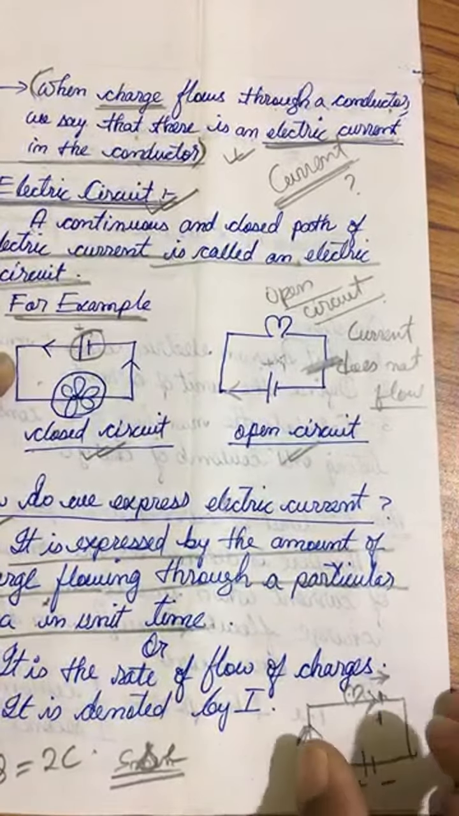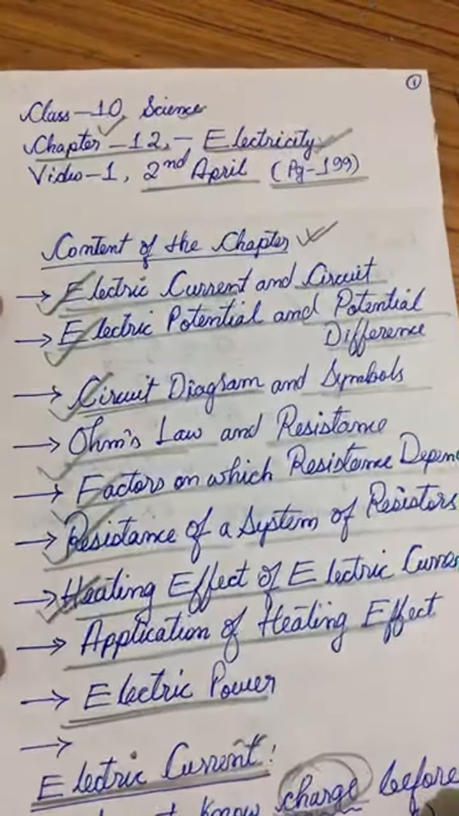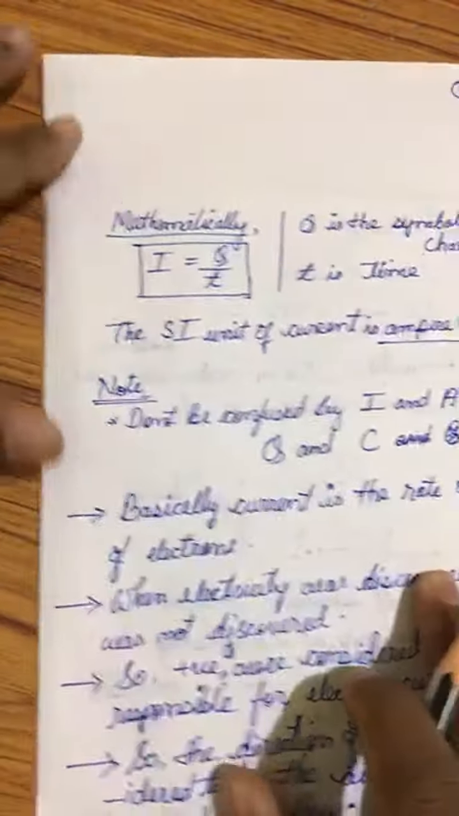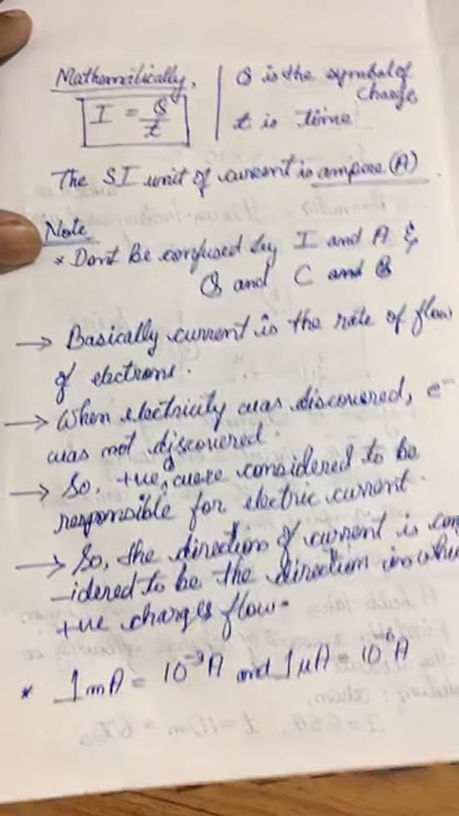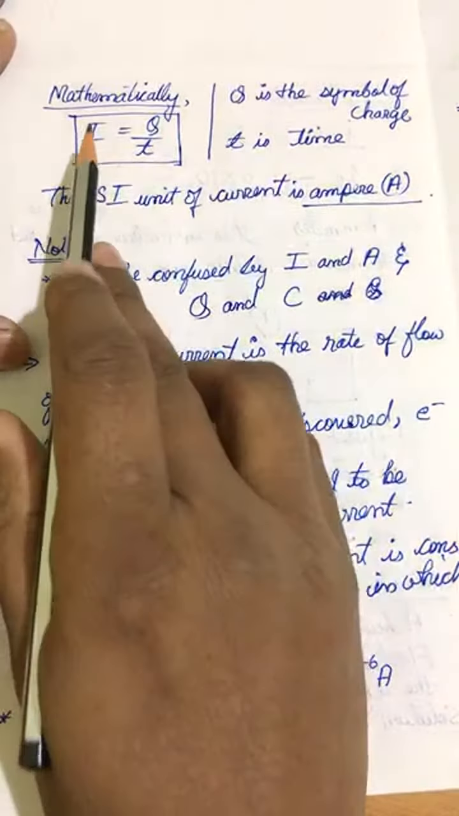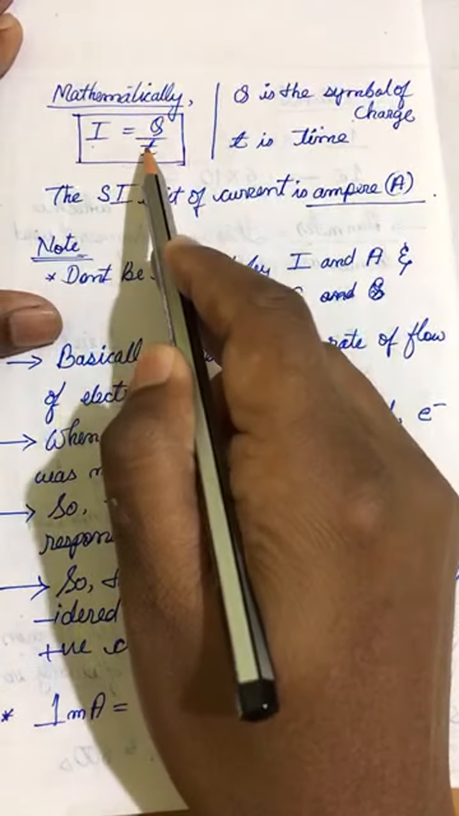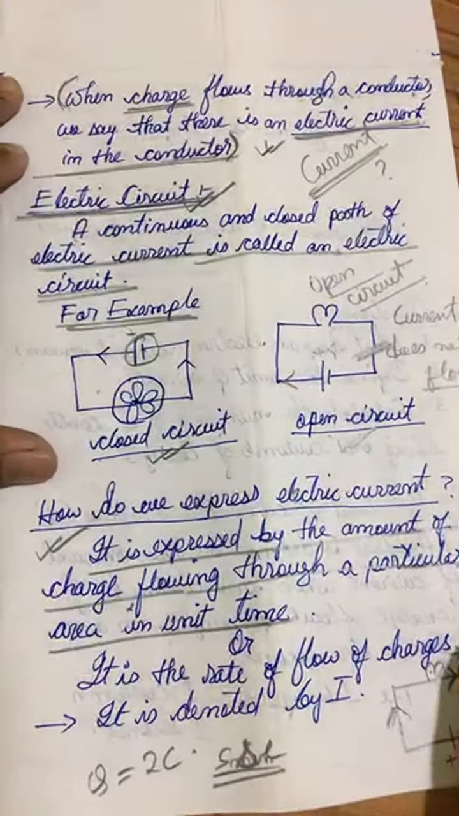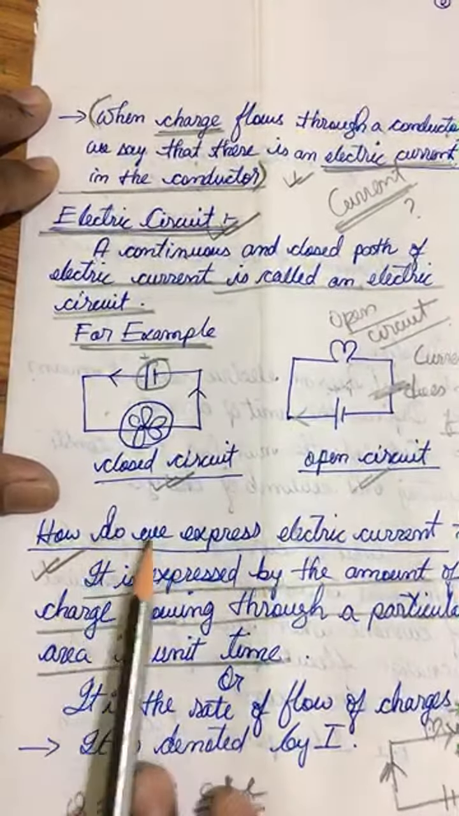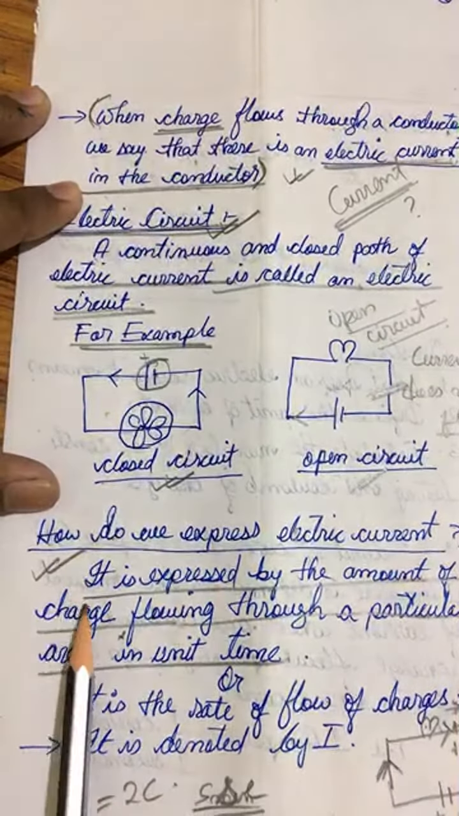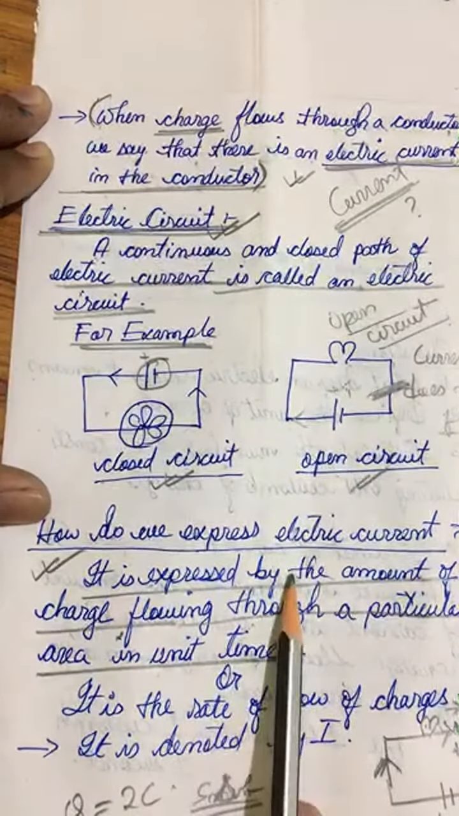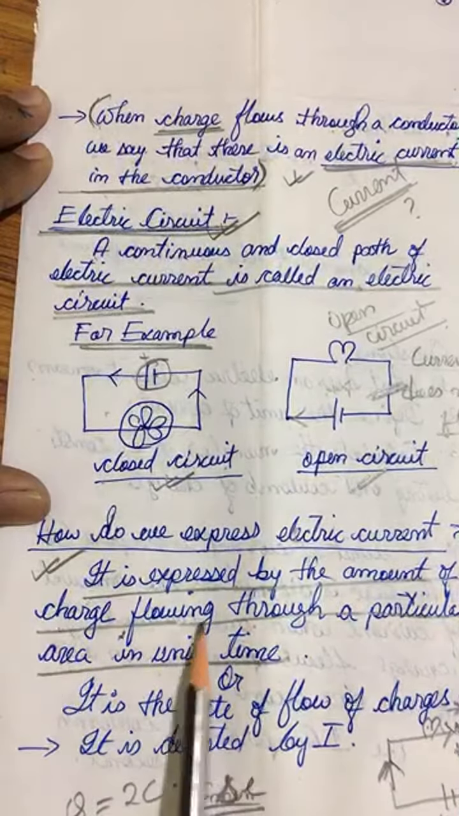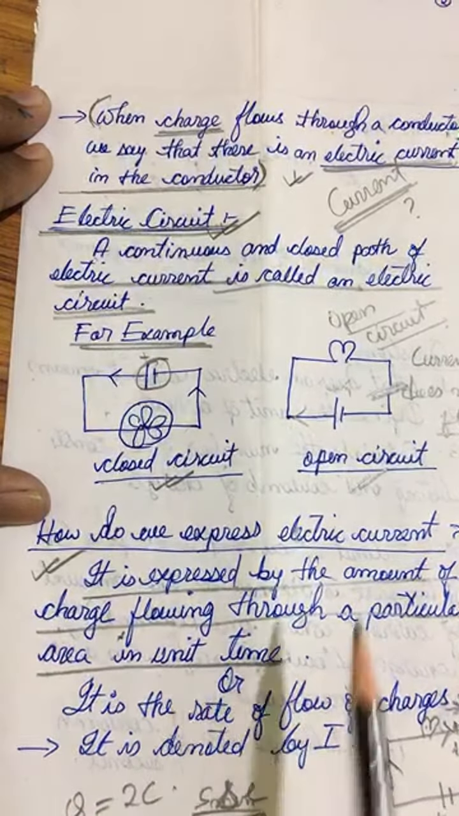Now according to this, how do we measure current? We measure current by this formula. The formula is I is equal to Q divided by T. Now this has come from this definition. That is, how do we express electric current? It is expressed by the amount of charge flowing through a particular area in unit time.